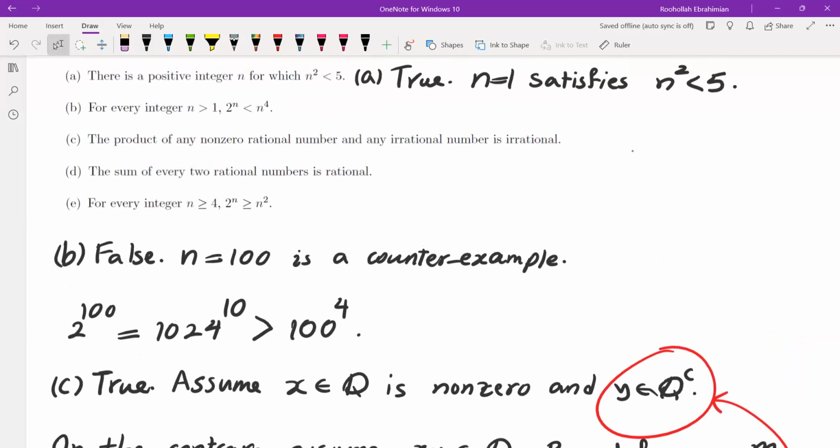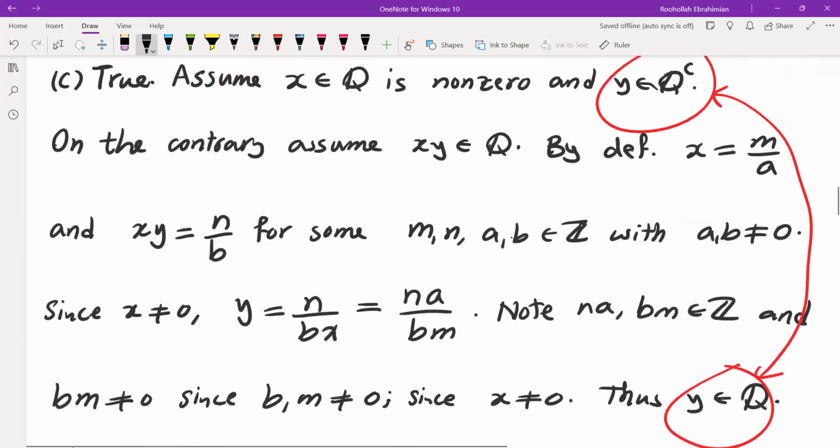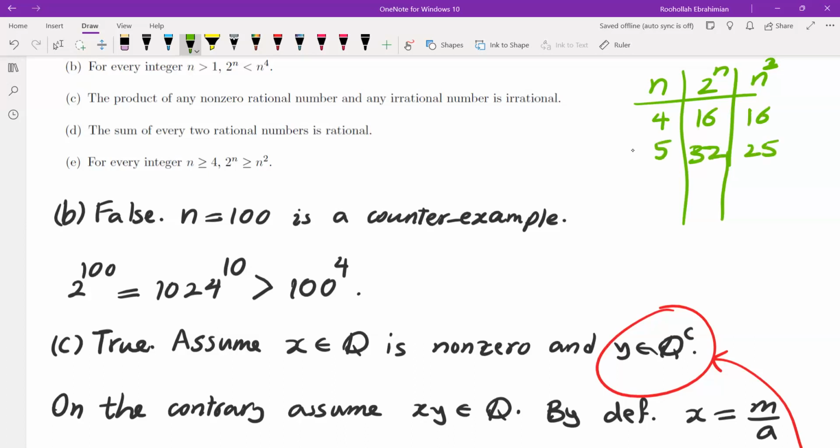The last part of this problem is: for every integer n greater than or equal to 4, 2 to the n is greater than or equal to n squared. If you think about this for a moment and try a few examples, you can try n and then compare 2 to the n with n squared. n equals 4 gives you 16 here, 16 here. 5 gives you 32, 25. 6 gives you 64, 36, and so on. 7 gives you 128, 49. As you see, clearly 2 to the n is larger than n squared. But of course, we have to prove that.